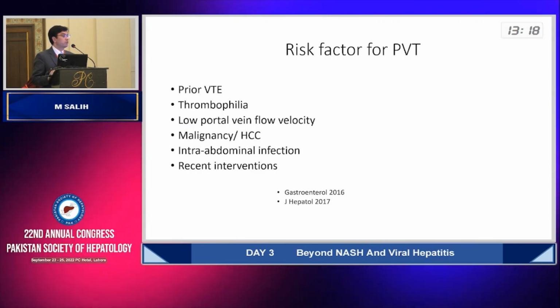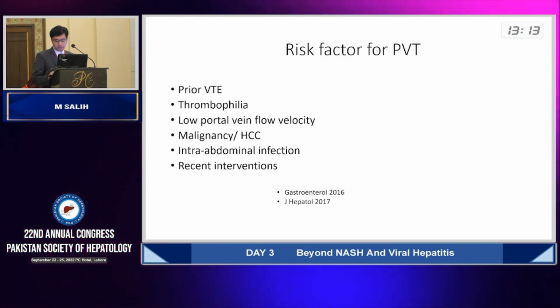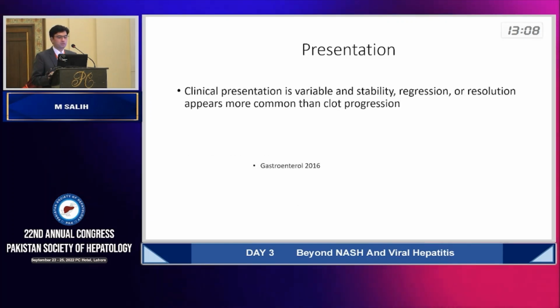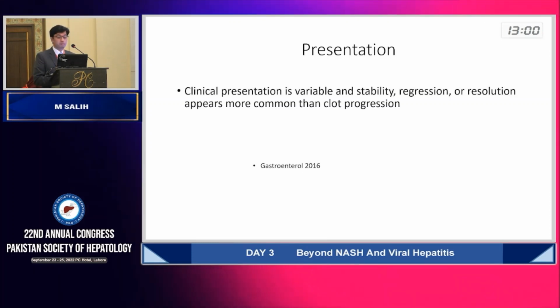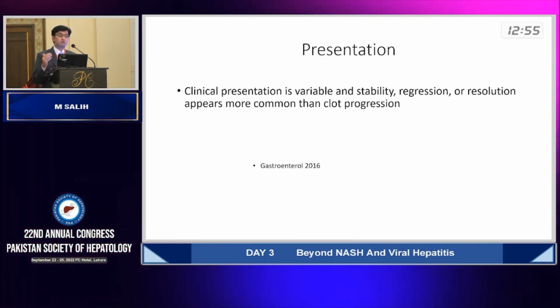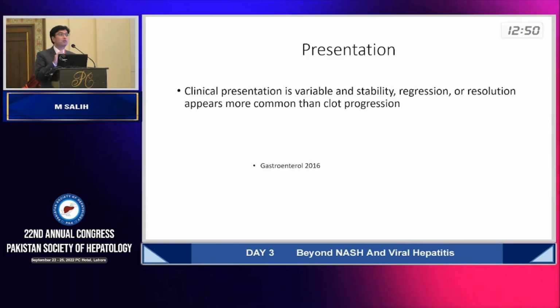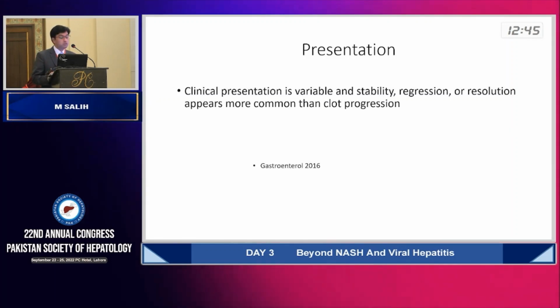Prior incidences or history of venous thromboembolic phenomena, thrombophilia, and of course, as the portal hypertension worsens, the low portal vein flow velocity. The presentation is variable, and stability, regression, or resolution appears more common than clot progression. But once it progresses, then probably it will lead to further complexity. It is even recommended that a small partial thrombus in a branch may not be treated, but you need to monitor it at least.